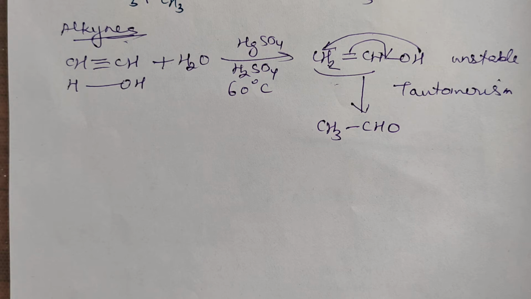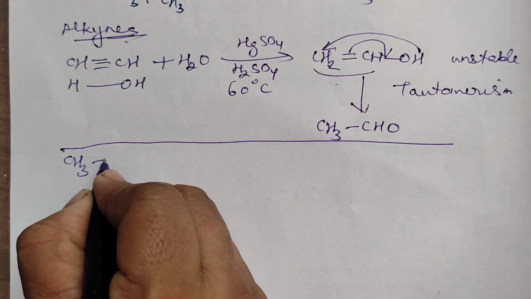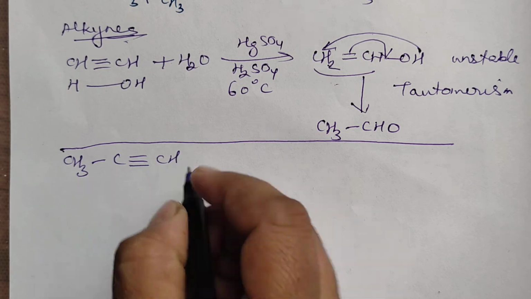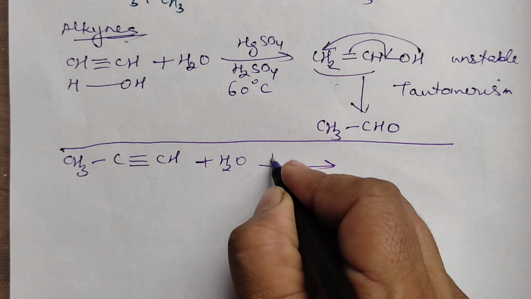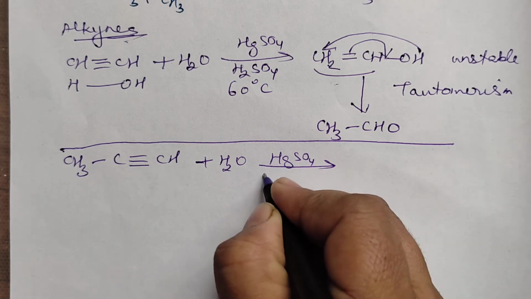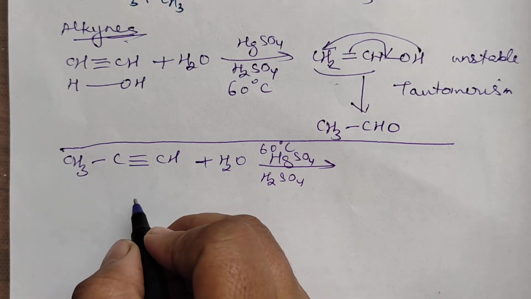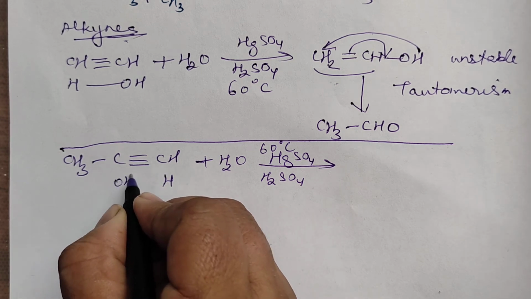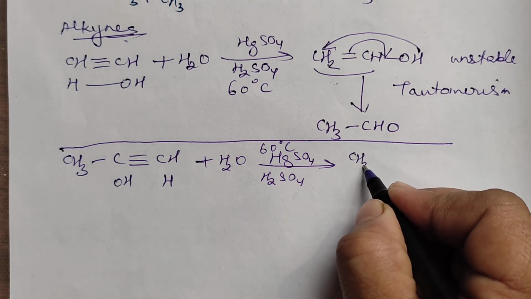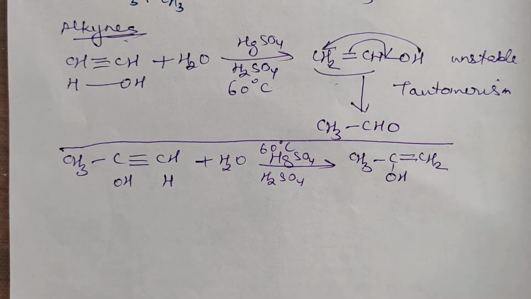Now in case you are taking some unsymmetrical alkyne, let us take that example now. Say I am taking propyne and I add water, same way, HgSO4 and H2SO4, 60 degrees Celsius. Now water will add as per Markovnikov's rule. It is an unsymmetrical alkyne. So H and OH, this is the way the water will add on, and CH3C(OH), now this becomes double and it becomes CH2.